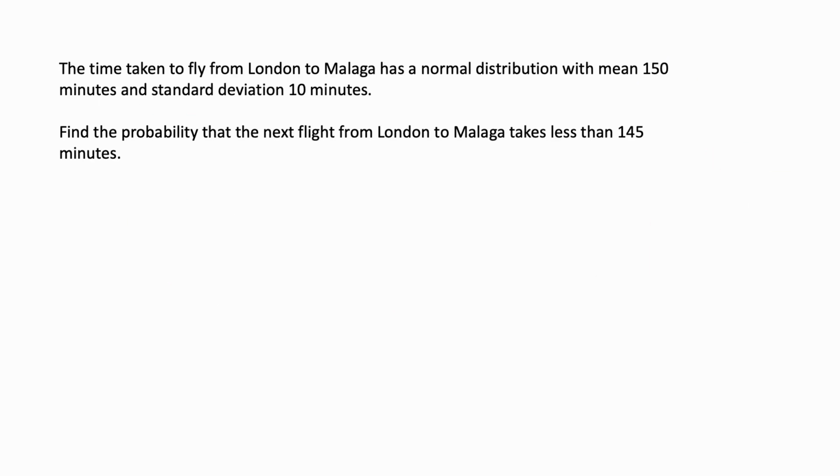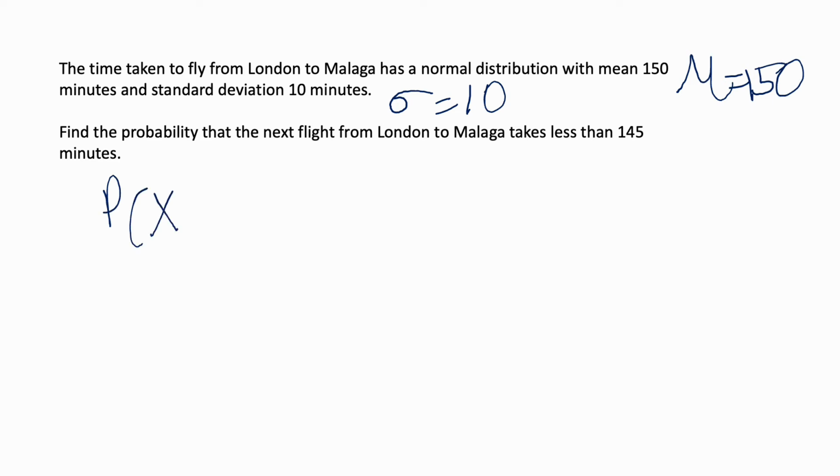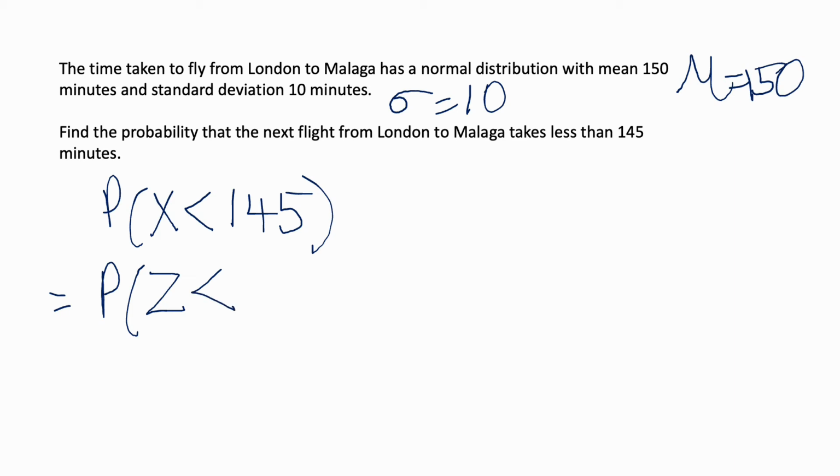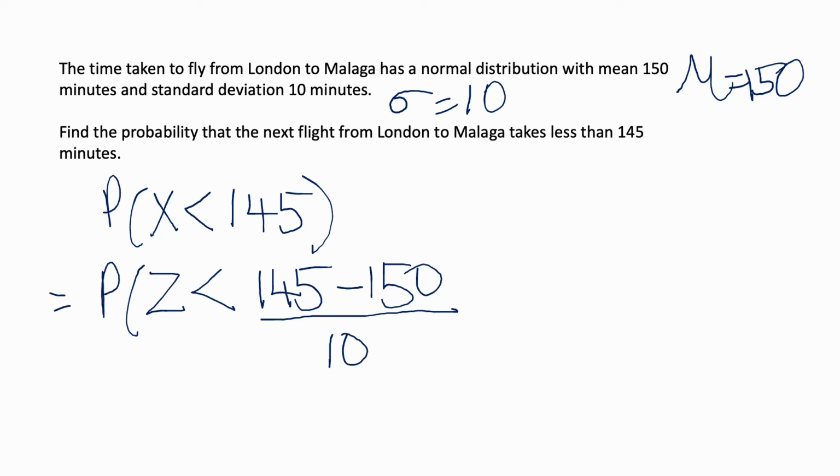So here is another example. This time we have a normal distribution with a mean of 150, so mu is 150, and a standard deviation of 10. We're trying to find the probability that the next flight from London to Malaga takes less than 145 minutes. So if we standardise that, the probability is the same as the probability that Z, so we can use our tables, is less than 145, subtract the mean, which is 150, all divided by 10, which is the standard deviation.